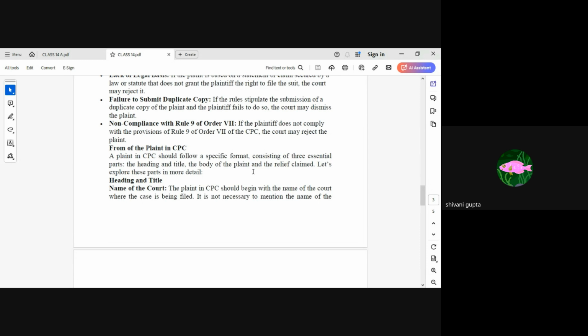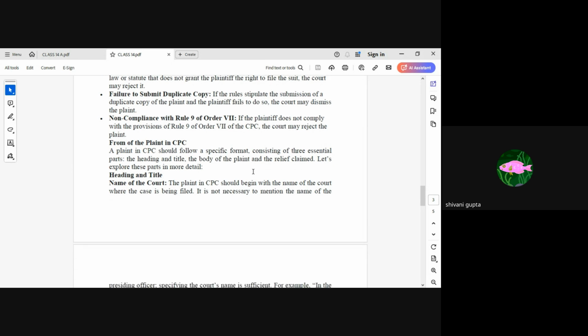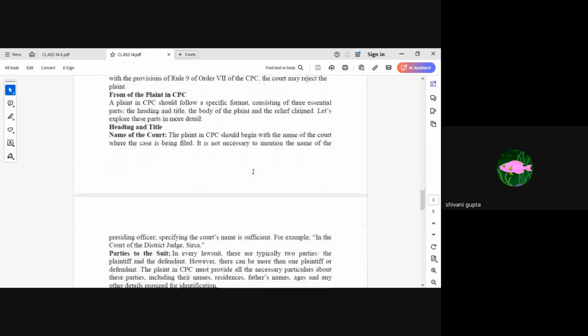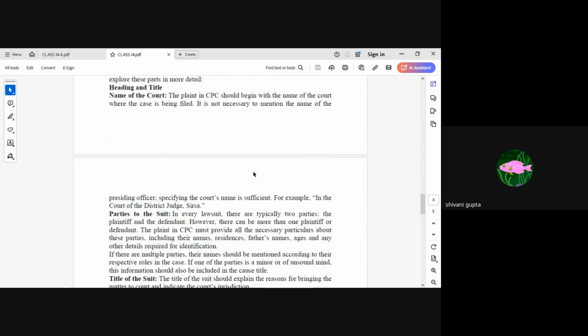First of all is the heading and the title. The heading and the title include the name of the court, where the suit is being filed. It's not necessary to mention the name of the presiding officer; it's just like the Honorable Court of District Judge, Indore, or the Honorable Court of District Judge, Moradabad, and so on. You can mention it like this: Honorable Court of District Judge, Delhi, Haryana, or any city, any district.